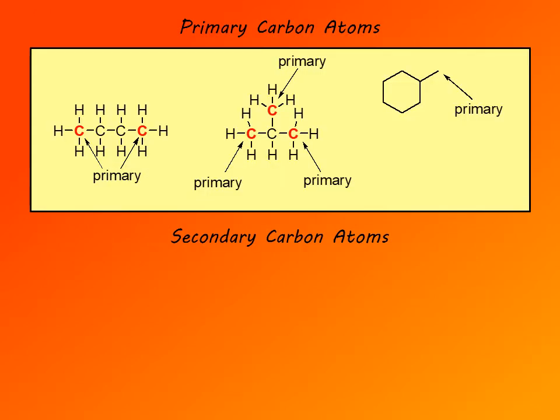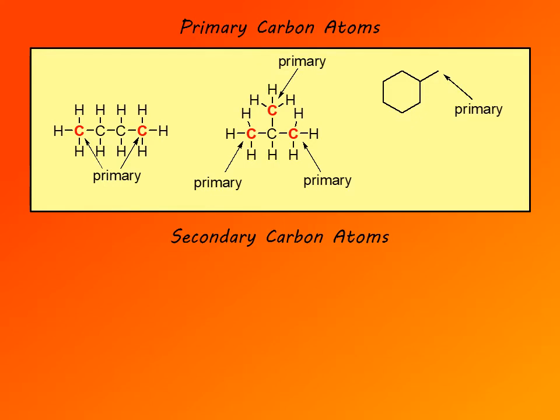Carbon atoms are classified according to degree of substitution. That means how many other carbons a particular carbon atom is bonded to. So a primary carbon atom is bonded to only one other carbon. And so here we have several compounds, 3 compounds that contain primary carbon atoms.